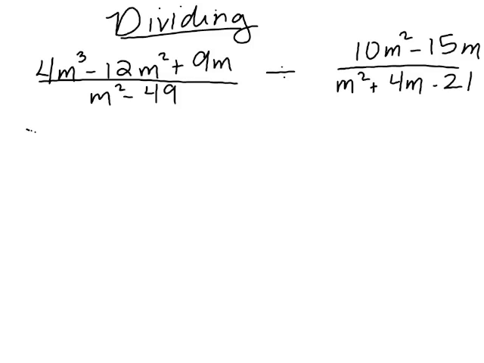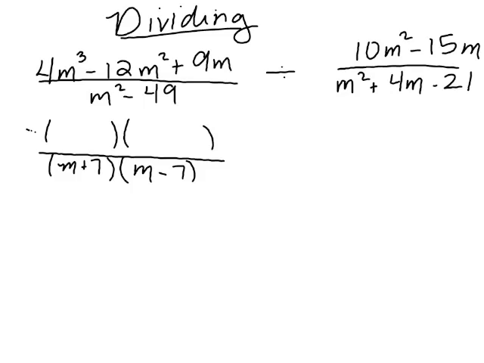So let's simplify. M squared minus 49 on bottom. That looks like a good place to start. Perfect square. So m plus 7, m minus 7. Then on top, four m cubed. Actually, yeah, let's do that. Let's pull out terms. I love this eraser. What can I pull out up here at the top? I can pull an m out, can't I?